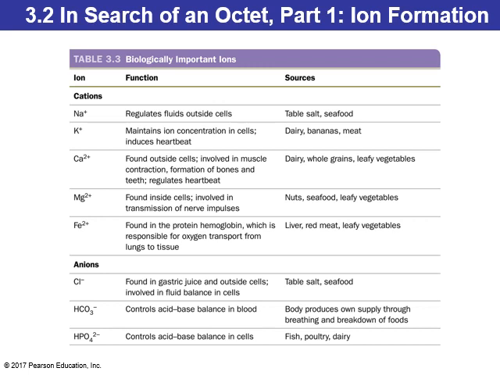So here are just some examples of biologically important ions. We've already discussed some of these. Sodium regulates fluid outside of our cells, found in our table salt, often in seafoods, an essential ion in the human body. Potassium is used to maintain ion concentrations in cells. So there's a lot of pumps that can be used to move ions from one side of the cell membrane to another, and potassium is going to be very essential in maintaining those ion concentrations from one side of the membrane to the other.